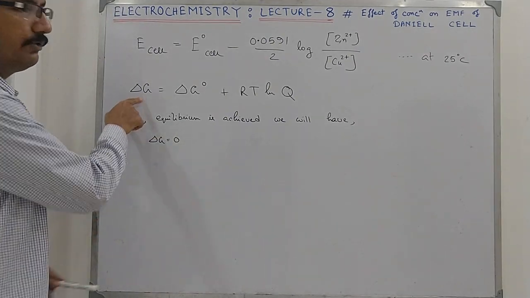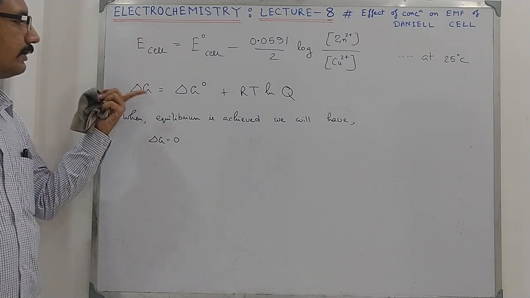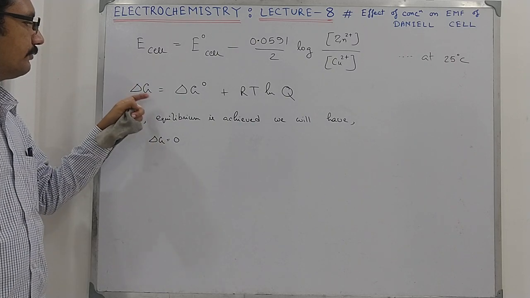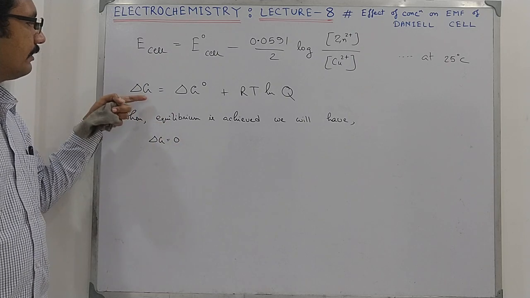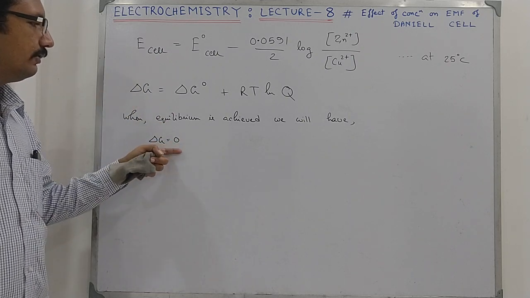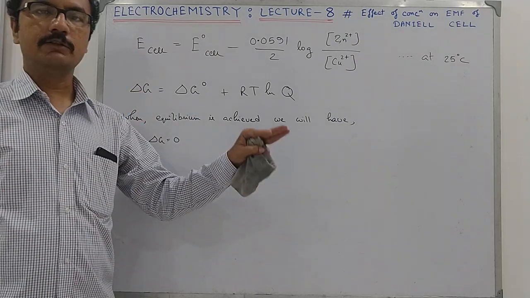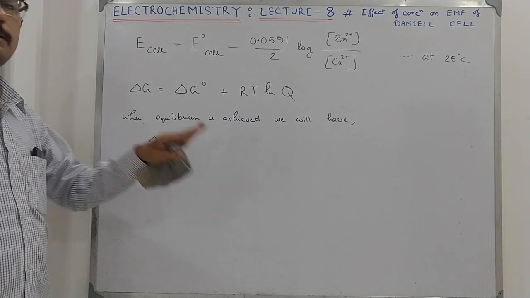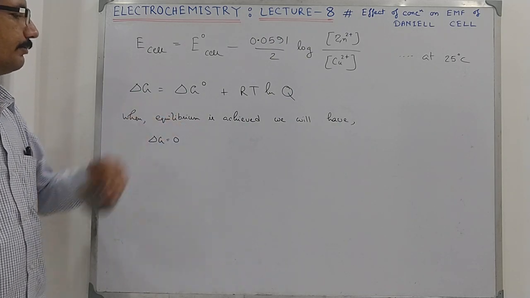Now this is the driving force. If del G is negative, the process will run spontaneously. If del G is positive, the process will not run. It will be a non-spontaneous process. Now if its value is 0, then it guarantees that the rate of the forward reaction will be equal to the rate of the backward reaction, or there will be no net reaction. So del G equal to 0 means an equilibrium process.